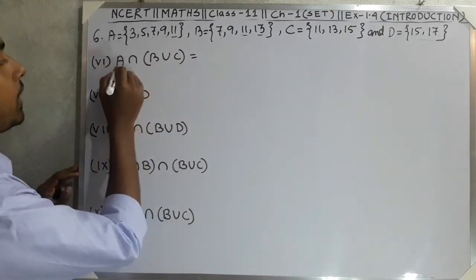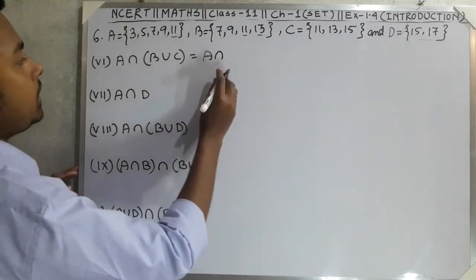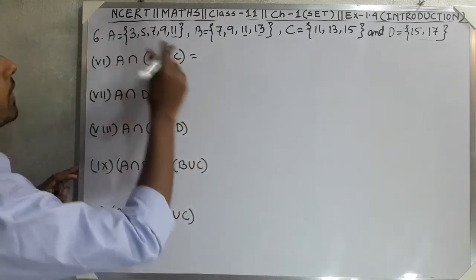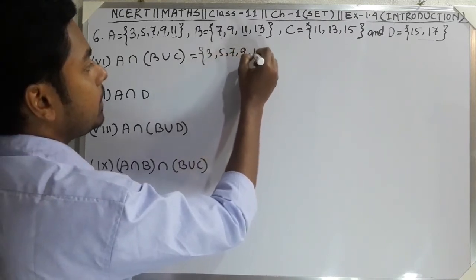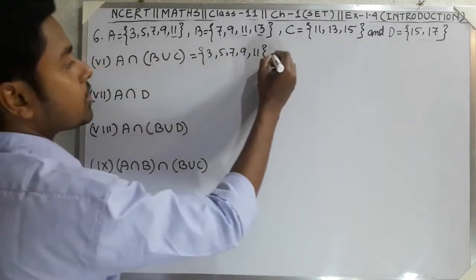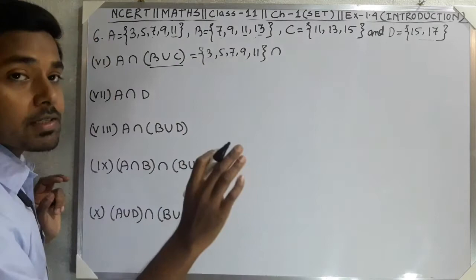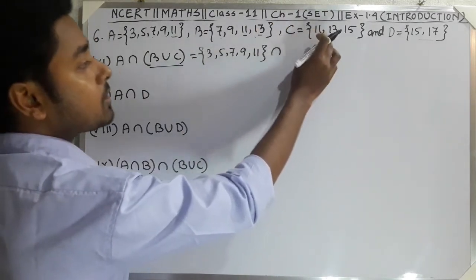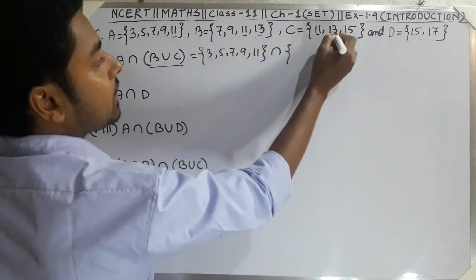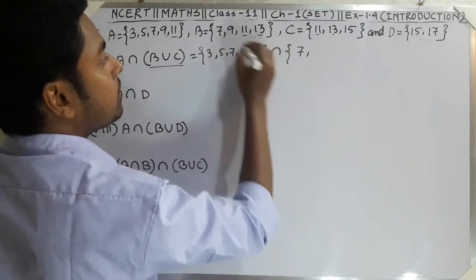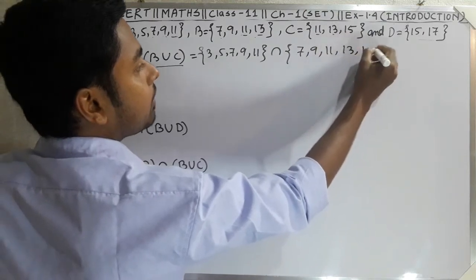Okay. So first of all A will be the same as it is. That means you can write down the elements of A here. That means 3, 5, 7, 9 and 11. Then intersection. Now you have to find out B union C. Union means elements of B, elements of C and common elements of B and C. So what are the common elements? 11 and 13. Now 7, 9, 11, 13 and 15.